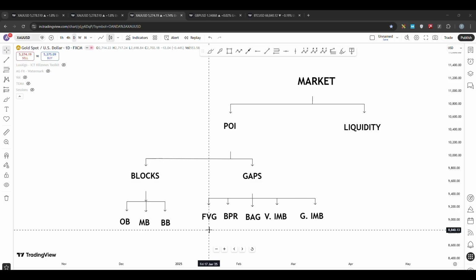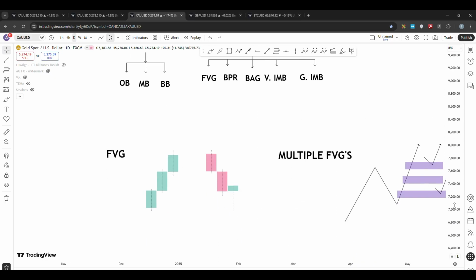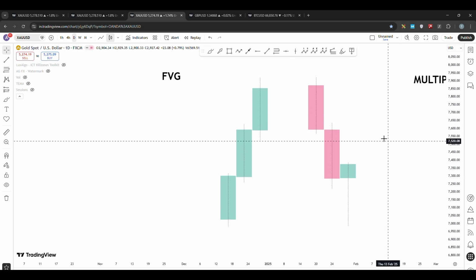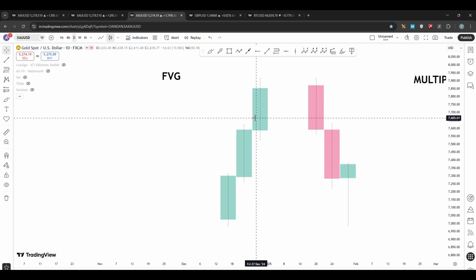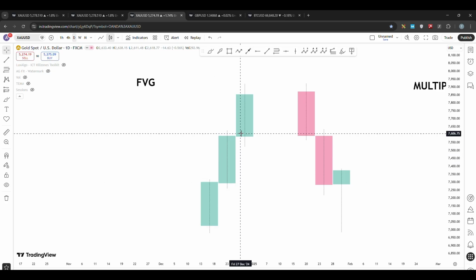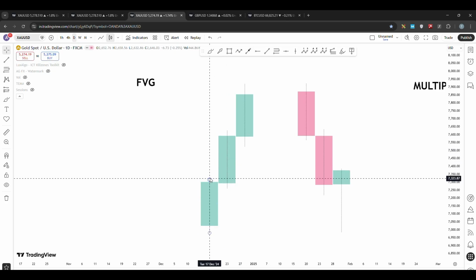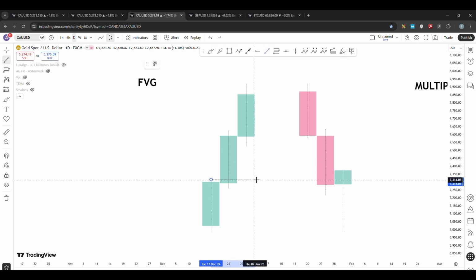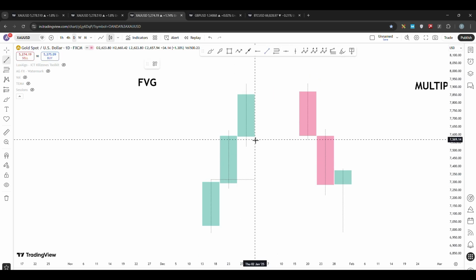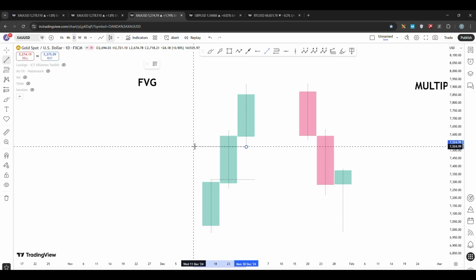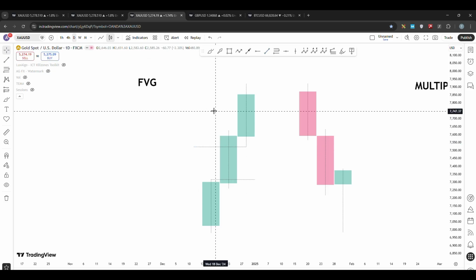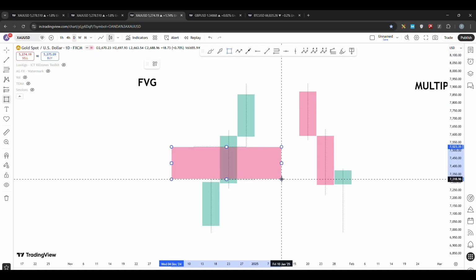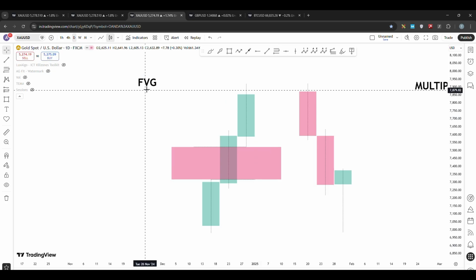Okay, so now let's start with fair value gap. So fair value gap is very simple. You already know what a fair value gap is. Whenever we have got three candles like this and there is a gap between the first candle's high and the third candle's low. So let's mark this. This is the first candle's high, right? And this is the third candle's low. So the gap between these two, this gap is called a fair value gap. Okay, so this gap that you can see, this can be called as a fair value gap.